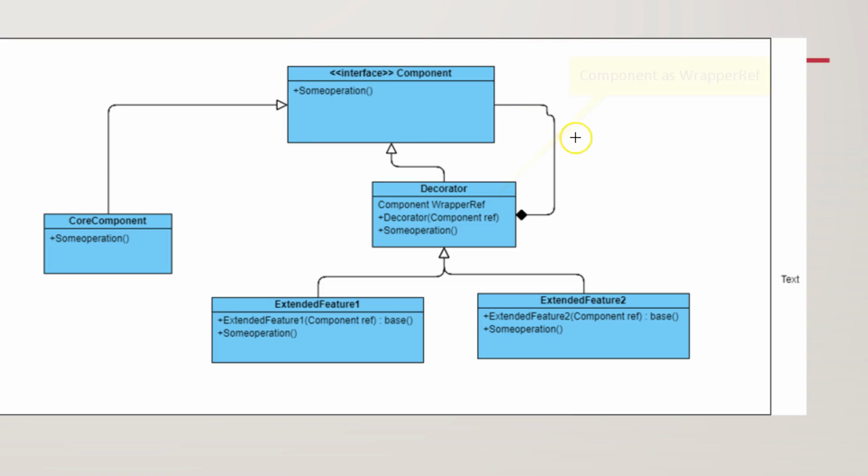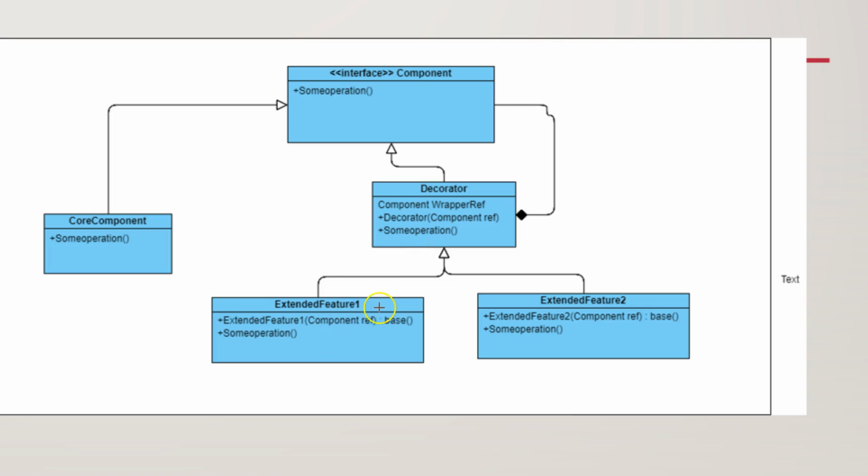If you see the complete class design here, the component can be an interface or abstract class, and it has some operation. The core component inherits from the component, and it also has the implementation of the operation. But most important here is the decorator. The decorator has object composition with the component, in the form of a wrapper reference. This is very important. And extended feature 1 and extended feature 2 extend the features from the decorator.